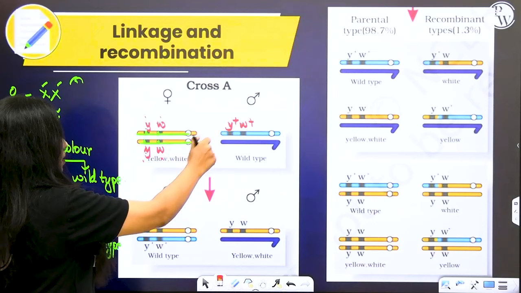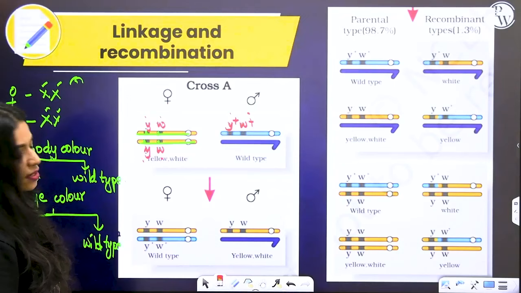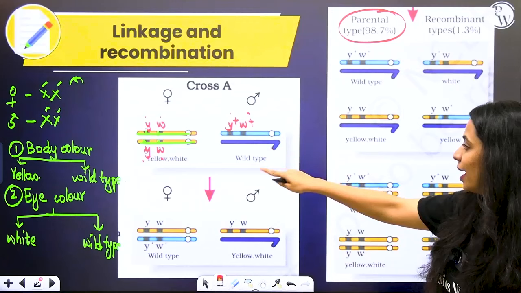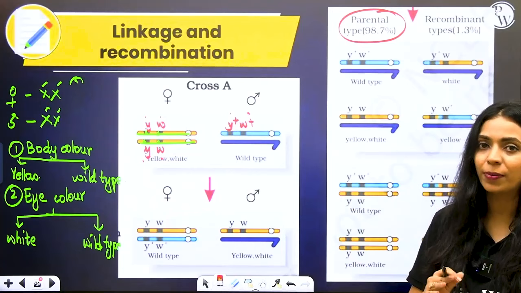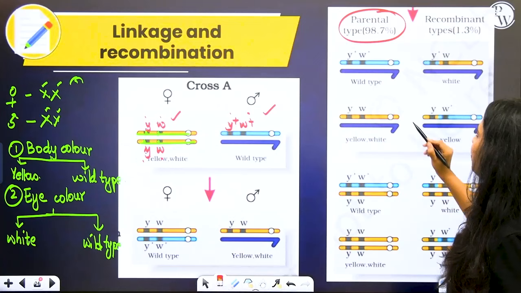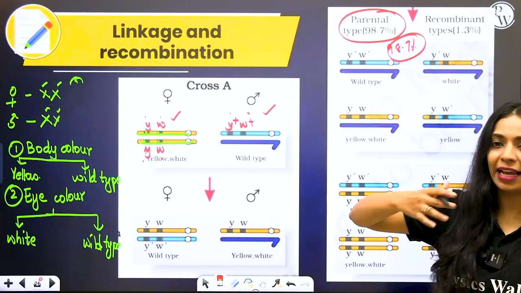So when he performed a dihybrid cross with this, he noticed that the parental type, remember what I said? Whatever combinations are present in the parent, same combination has to be present. Yellow and white as it is. Wild type as it is. There should be no recombination. Yellow with this W plus, W with Y plus, that recombination should not have happened. It should be in these combinations itself. That is called parental type. He got 98.7% of parental types, which is almost 99%. And the recombinants that he got was about 1.3%.